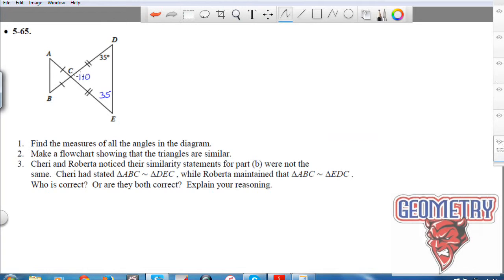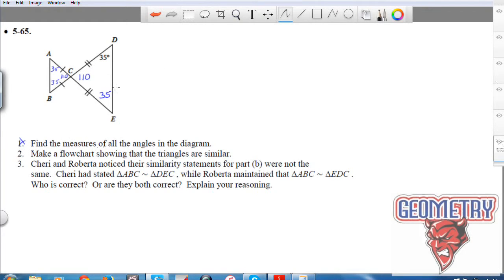And then since these are vertical angles, it's also 110. And then the leftover is 70 degrees, is split between A and B since it's an isosceles triangle. So this is 35, and this is 35. So there's part one. Part two, make a flowchart showing the triangles are similar.